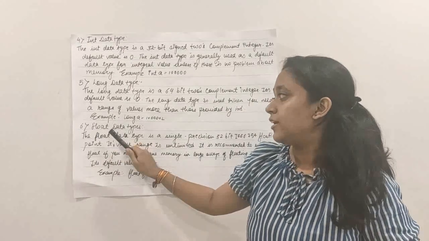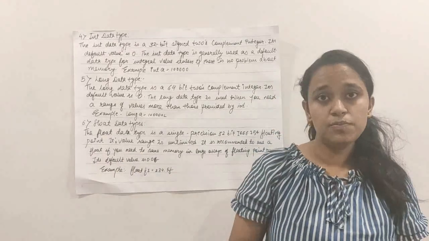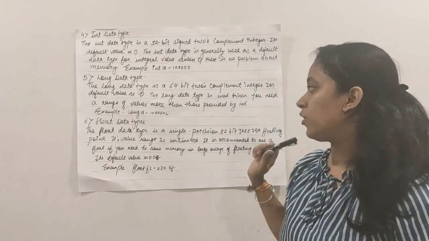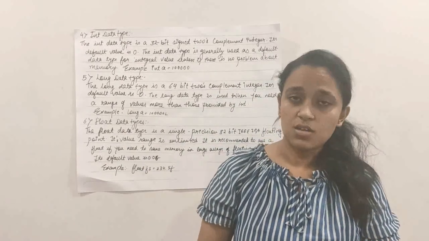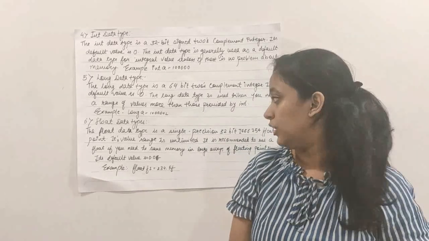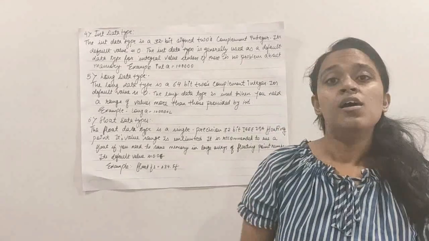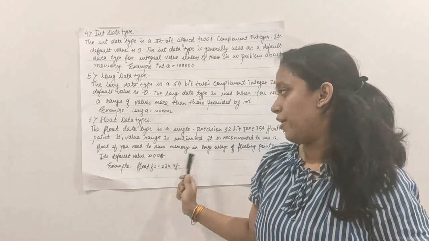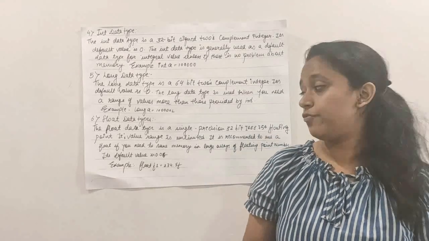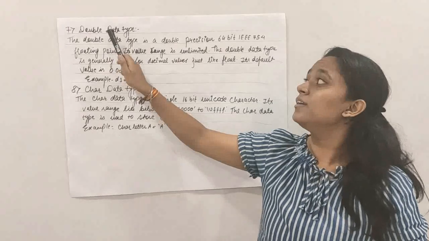Our sixth data type is the float data type. The float data type is a single precision 32-bit IEEE 754 floating point. Its value range is unlimited. It is recommended to use a float if you need to save memory in a large array of floating point numbers. Its default value is 0.0f. Example, float f1 is equal to 234.5f.